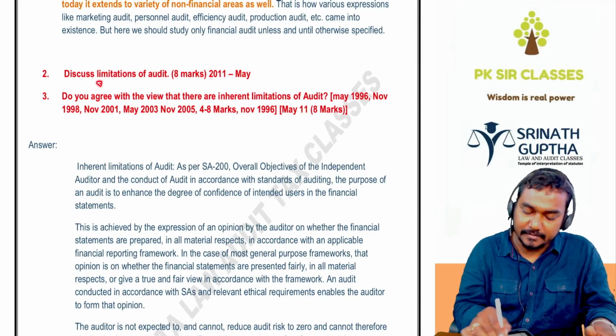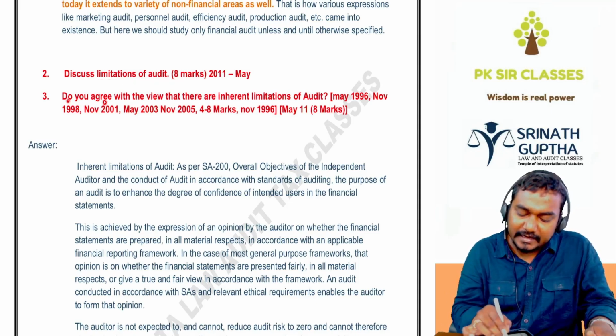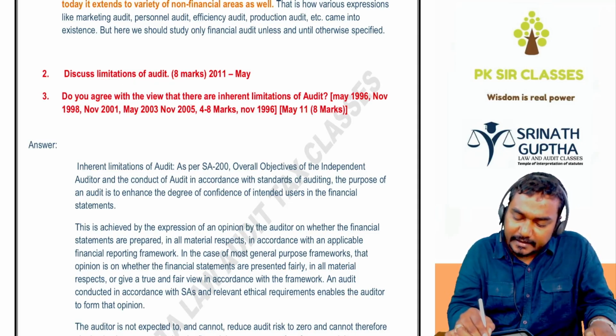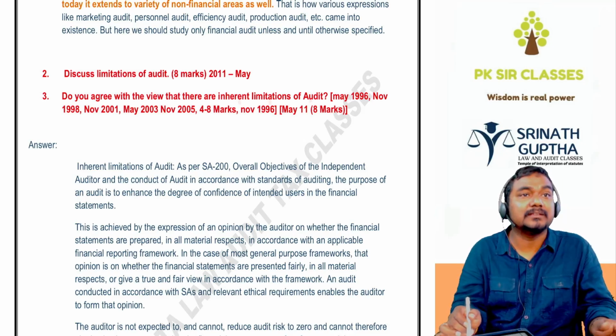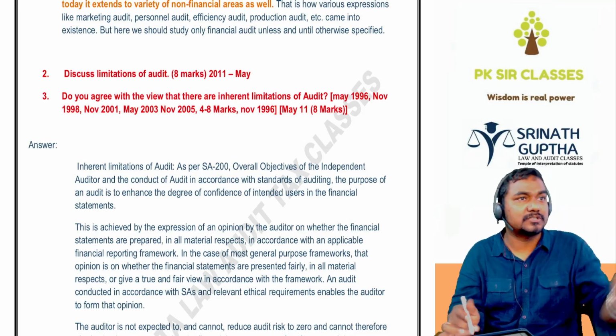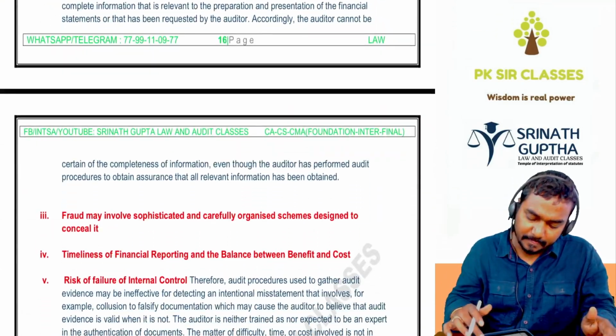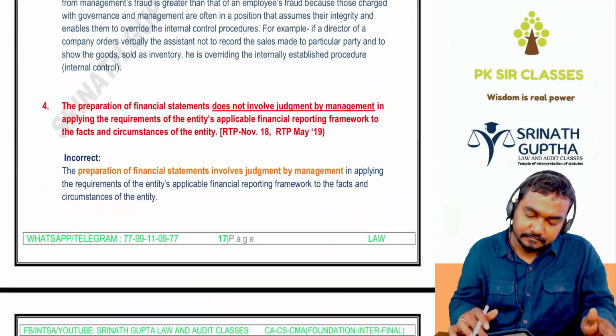Next, discuss the limitations of the audit. Question, beta: limitations of the auditor. Do you agree with the view that there are inherent limitations on the auditor? So what are the limitations of auditing? It is a pure direct question, beta. We should write everything about the limitations of auditing.